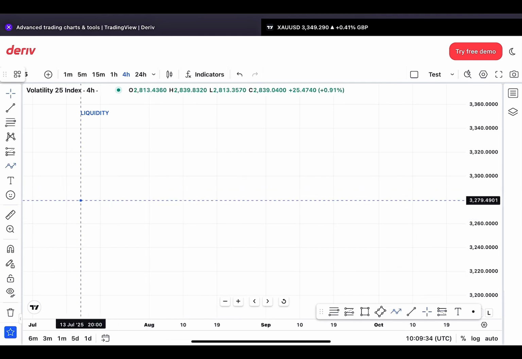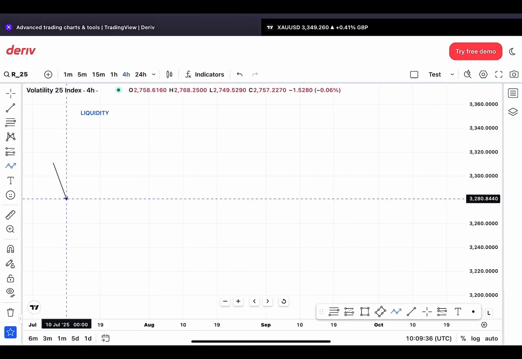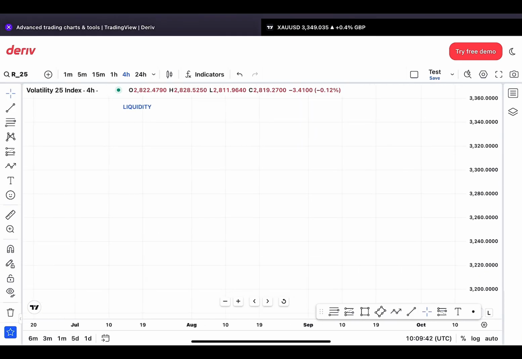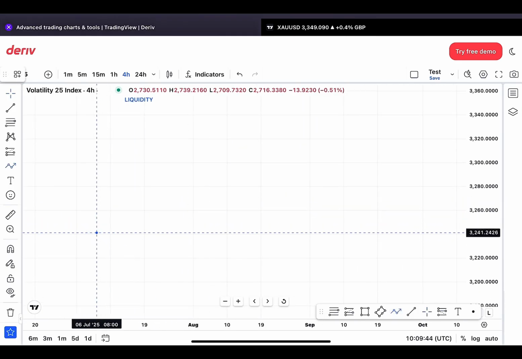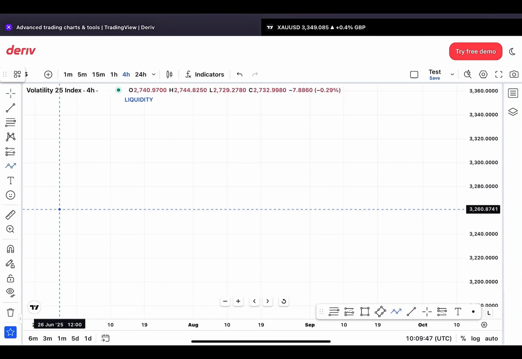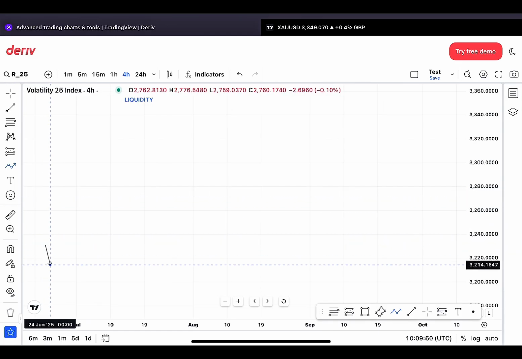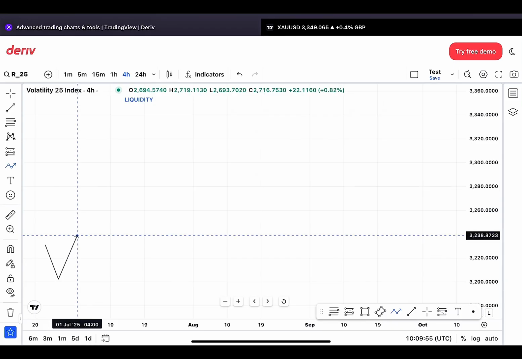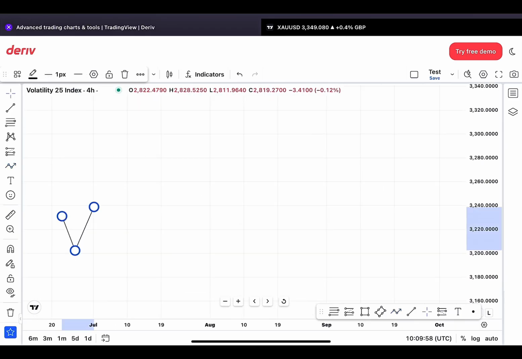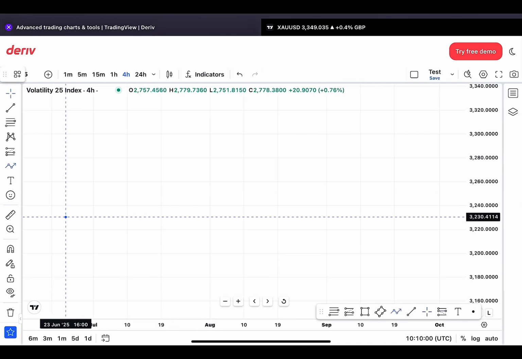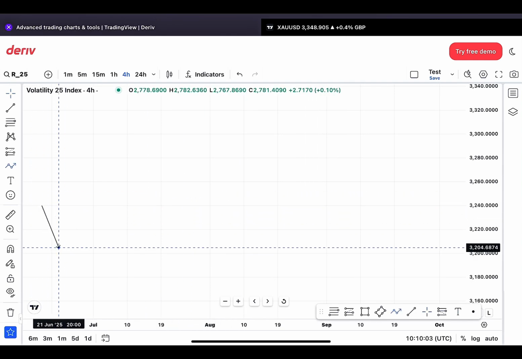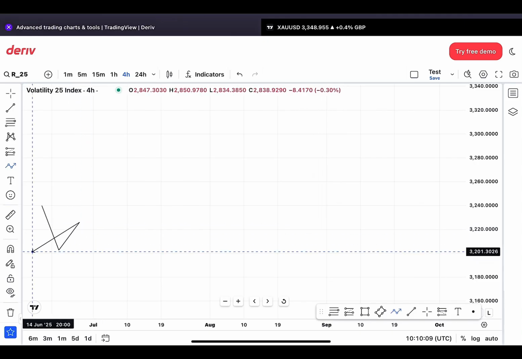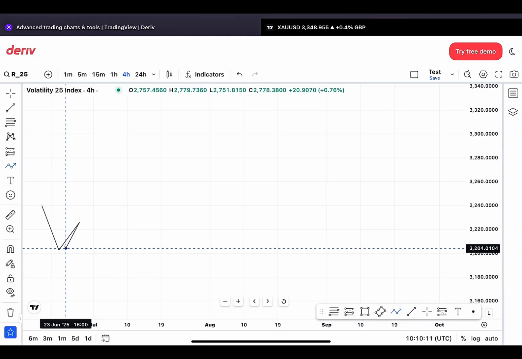So let's start. We have something like this. Let's start with the bullish. We have something like this. A sweep to this side. You can see there's a break of structure here.